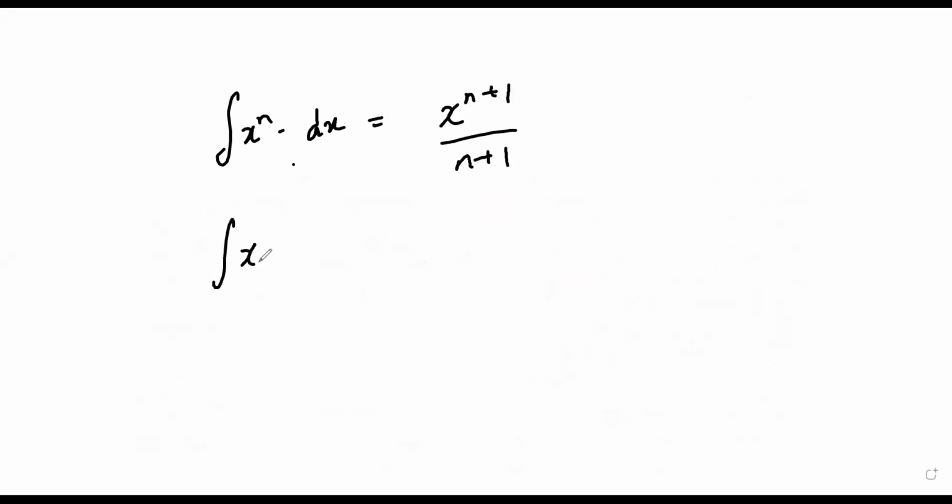So the integral of x square dx. We are integrating with respect to x. So here n is equal to what? n is nothing but 2 here. So x power 2 plus 1 by 2 plus 1. That is nothing but x power 3 by 3.